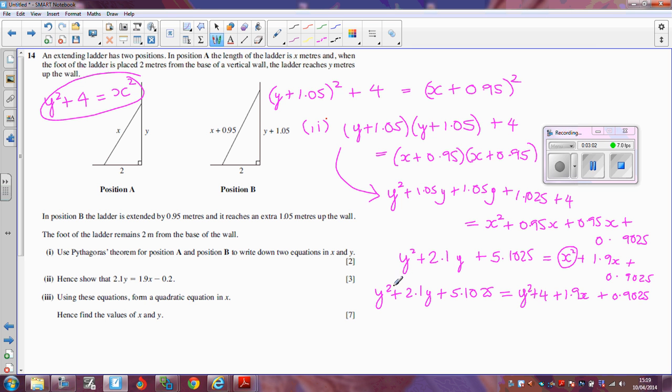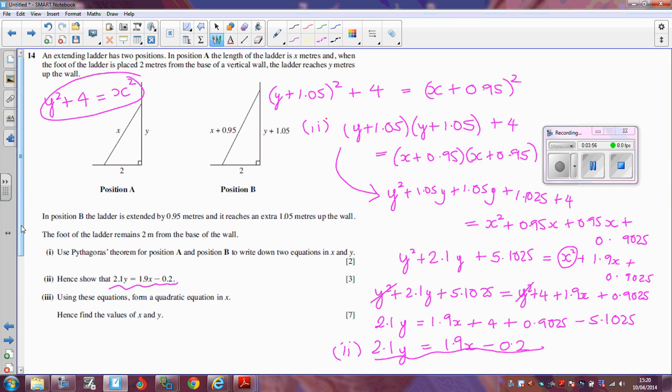And what I can immediately see here is if I subtract y squared from both sides, the y squareds will disappear. So the way I need to rearrange this is now looking quite good. I'm going to leave the 2.1y over on the left, and I'm going to write 1.9x, and over on the right then I've got the 4, and I've got the 0.9025. Okay, and I've subtracted 5.1025 to get that 2.1y on its own. So the left side 2.1y is equal to 1.9x, and if I work out 4 plus 0.9025 minus 5.1025, it actually comes out as minus 0.2. So there is the result for part 2.